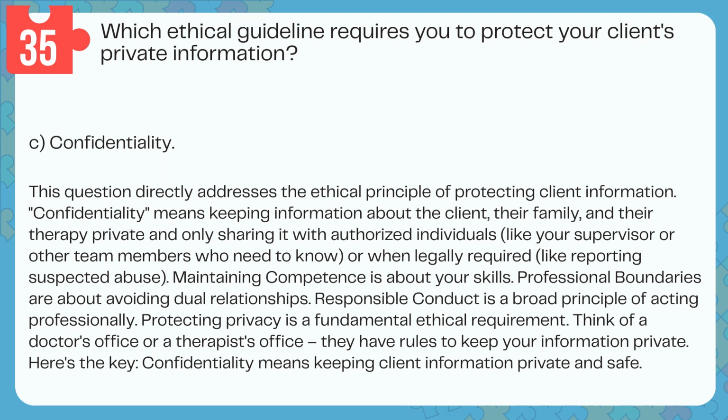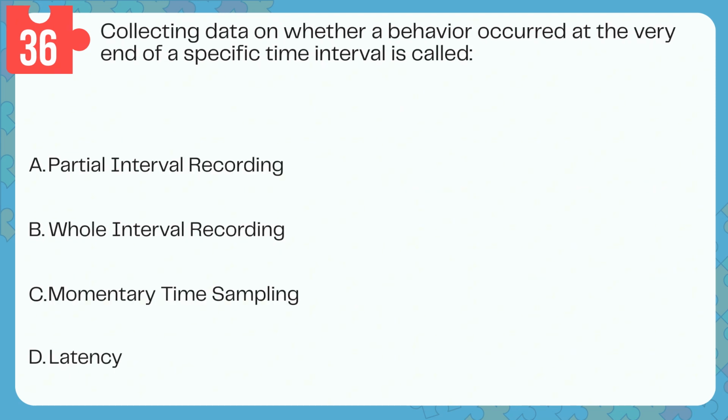Think of a doctor's office or a therapist's office. They have rules to keep your information private. Here's the key. Confidentiality means keeping client information private and safe. Question 36. Collecting data on whether a behavior occurred at the very end of a specific time interval is called A. Partial interval recording. B. Whole interval recording. C. Momentary time sampling. D. Latency.